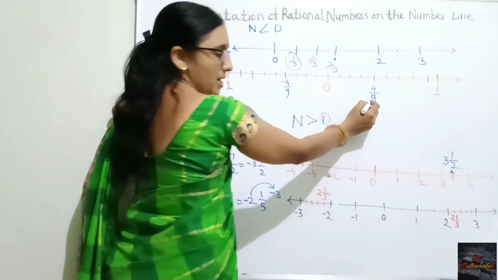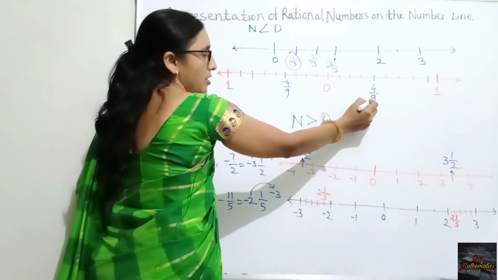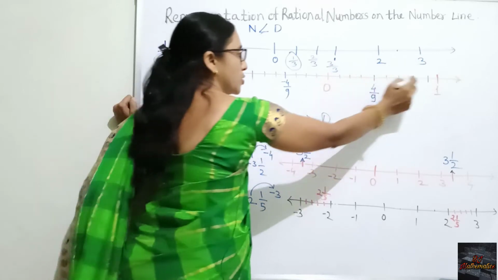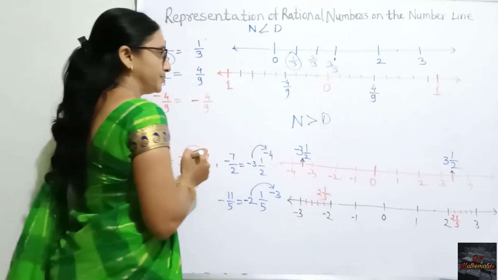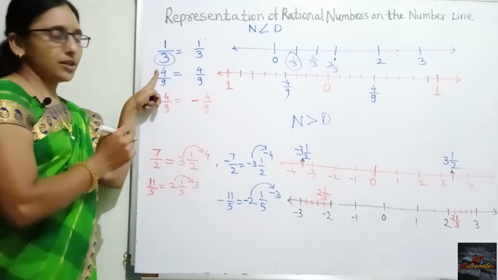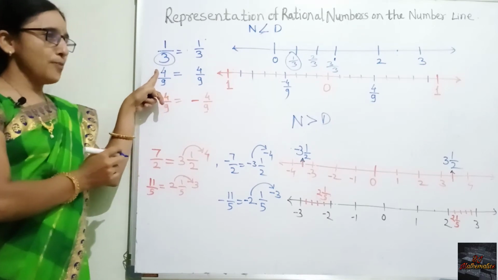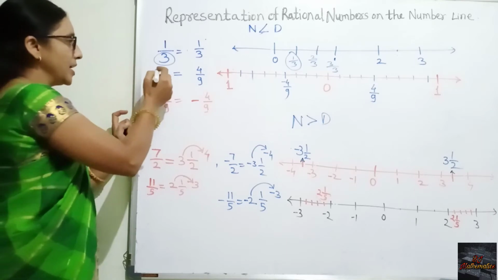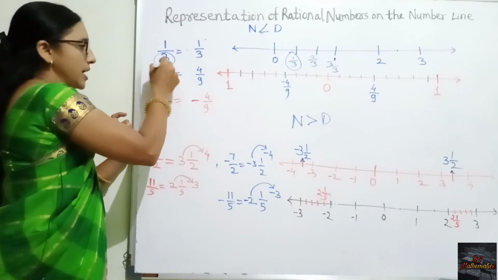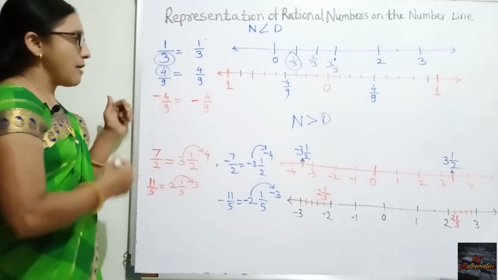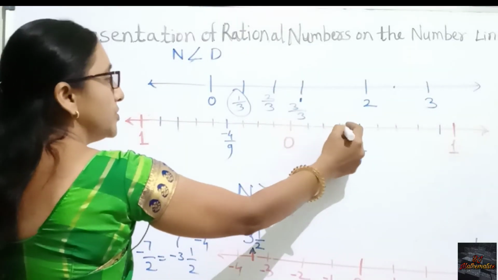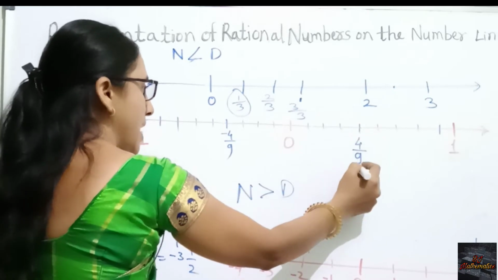9. The denominator is 9. Therefore the unit distance between 0 and 1 is divided into 9 equal parts. Now the numerator tells us how many of these parts are considered. Here the numerator is 4. Therefore 4 parts after 0 are considered: 1, 2, 3, 4, 4 by 9.